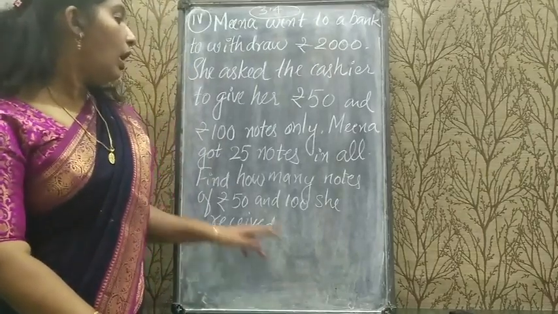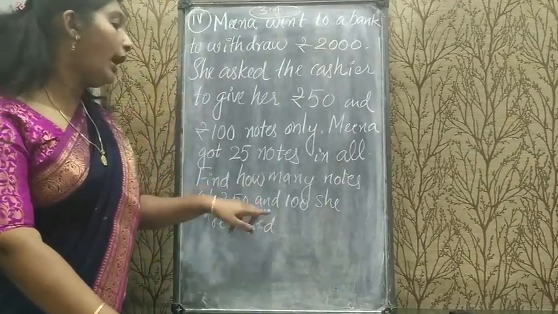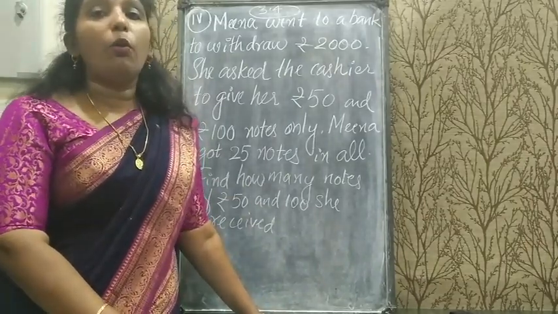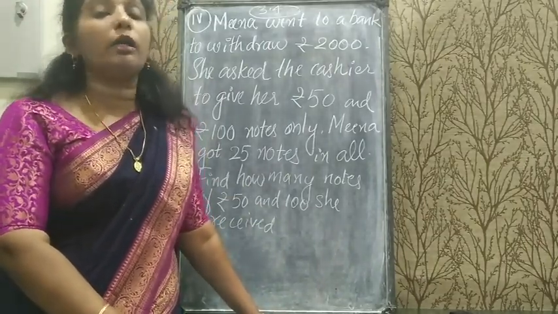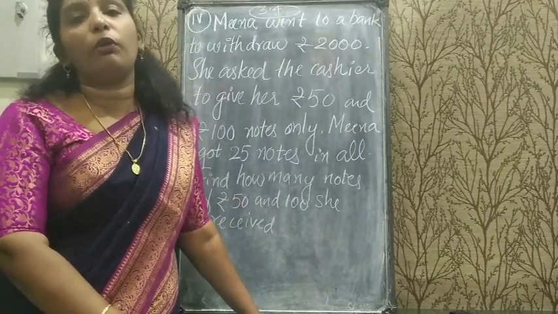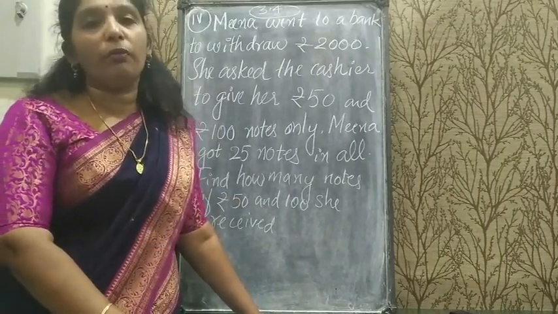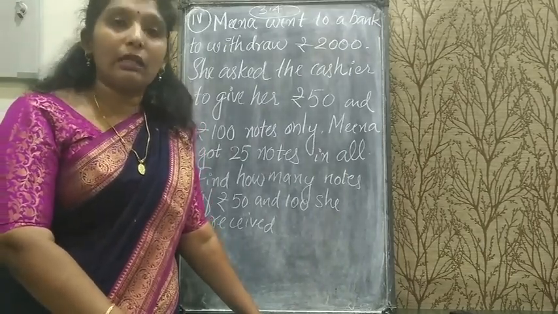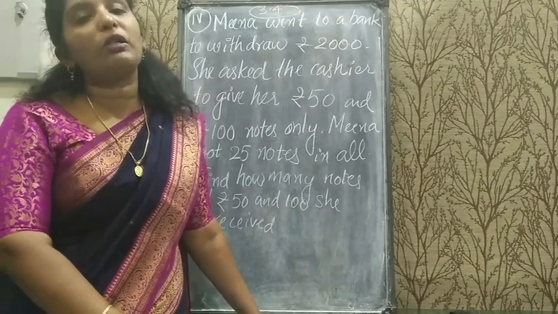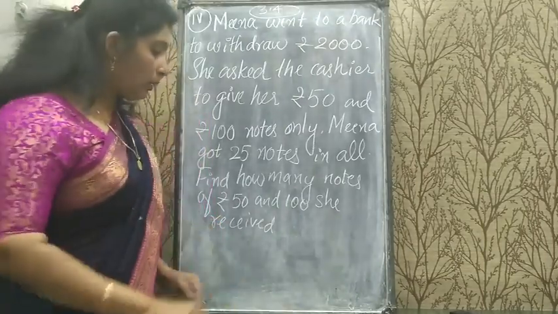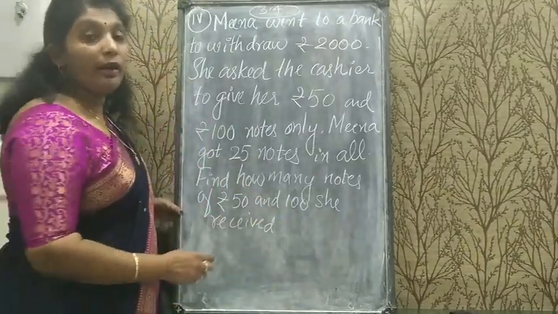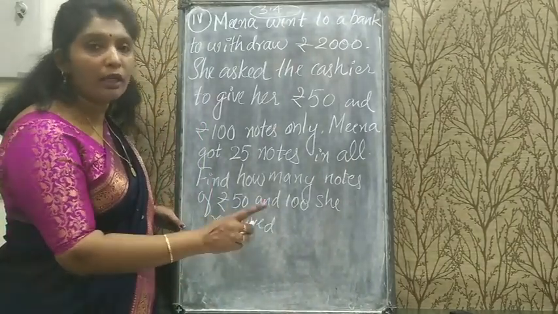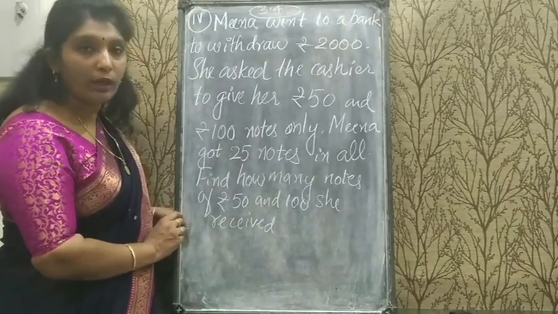Then, how many notes of rupees 50 and 100 she got? You have to find out how many 50 rupees notes and how many 100 rupees notes she got. So first of all, I will assume the number of 50 rupees notes as X and the number of 100 rupees notes as Y. Let the number of 50 rupees notes be X and the number of 100 rupees notes be Y. That way you can write it.